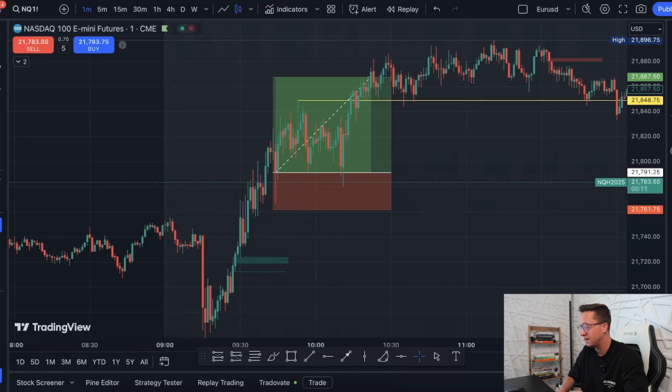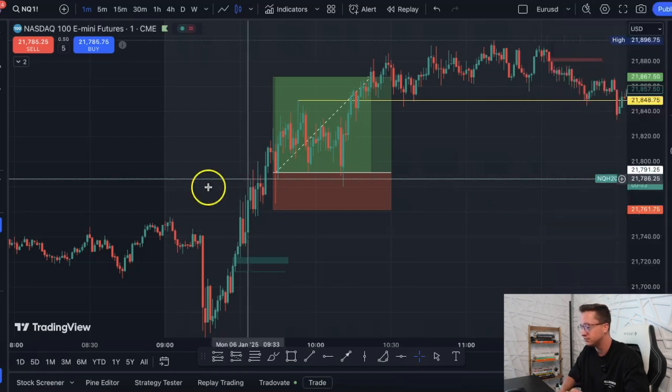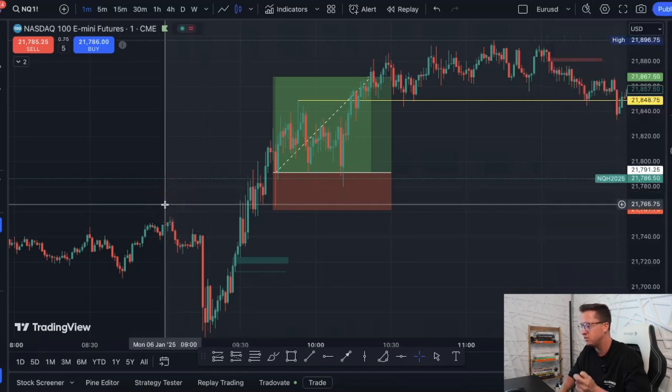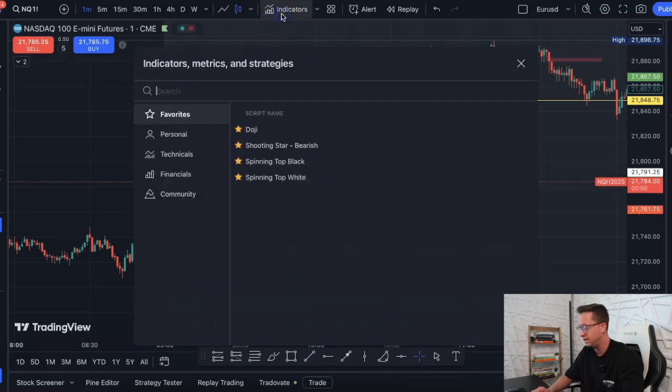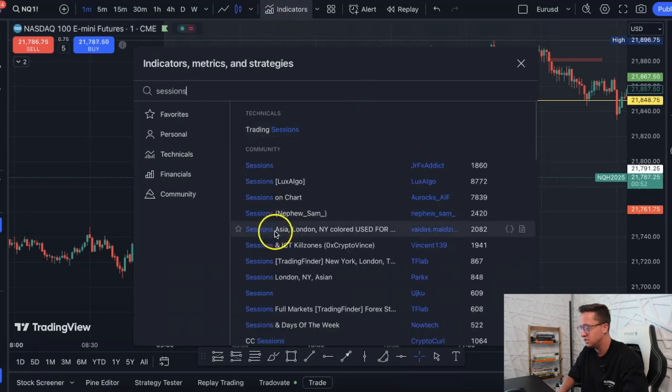So I have my time right here. If you go on TradingView, you want to have your time set to UTC-5 New York, just so you're in alignment with the stock market. Now, like I mentioned, I am trading during the New York session. So if you guys want, here's an indicator you can get if you type in sessions. And then it'll be the sessions, Asia, London, New York colored right here.